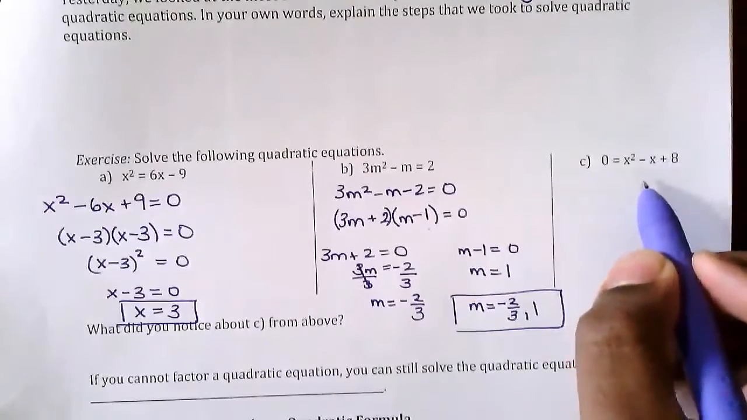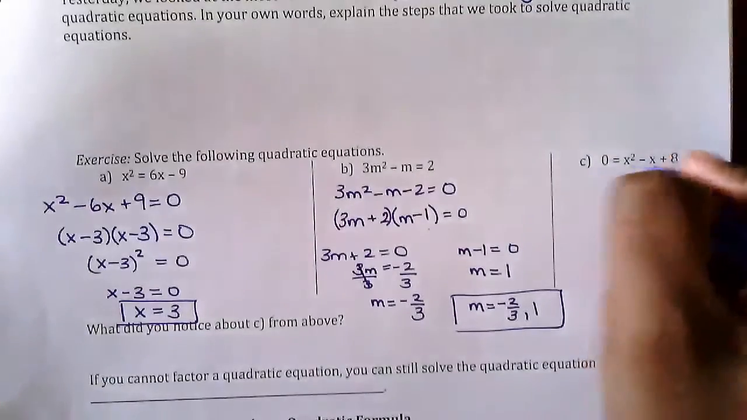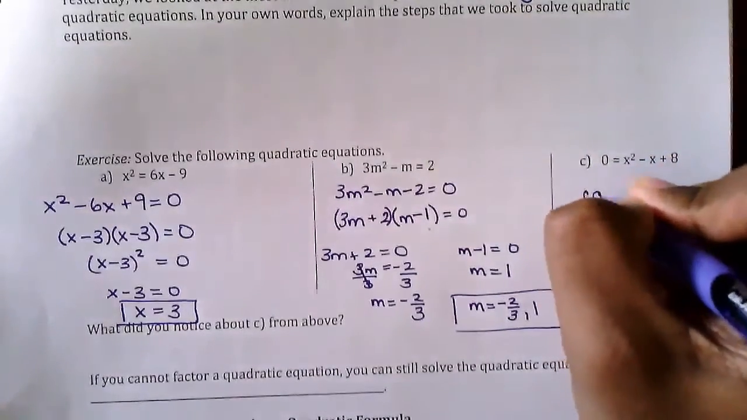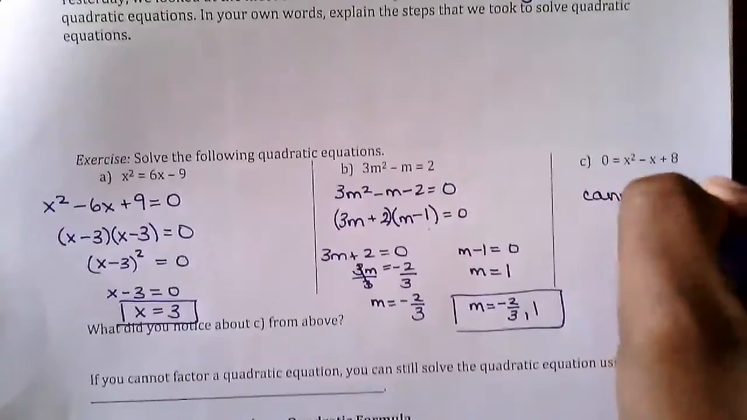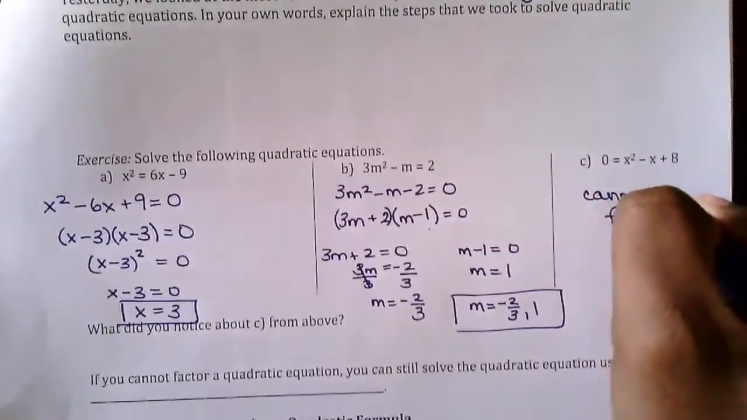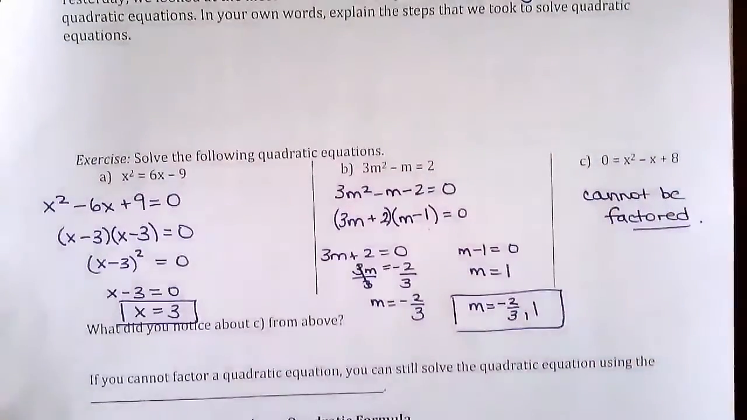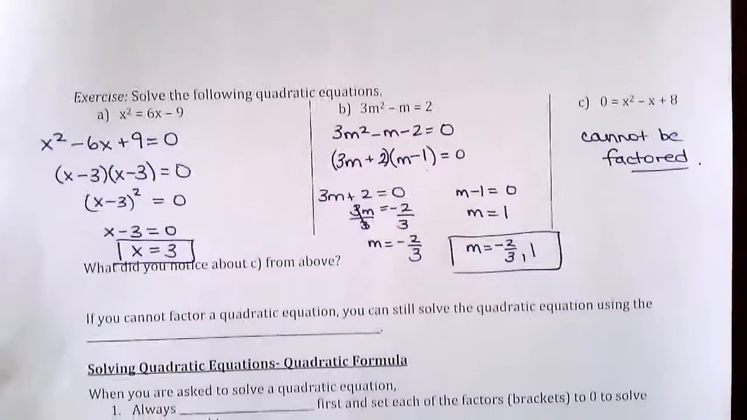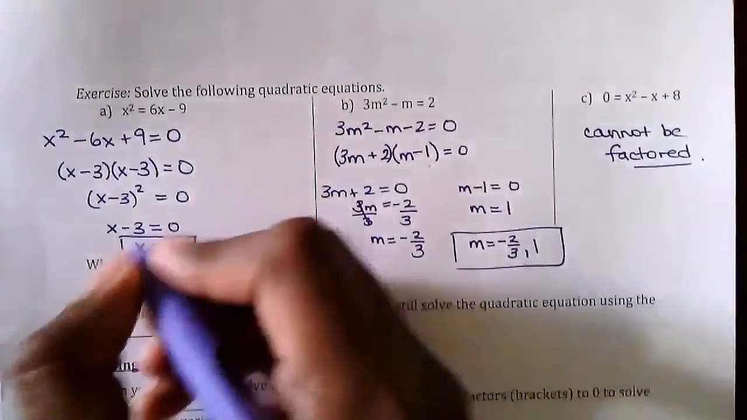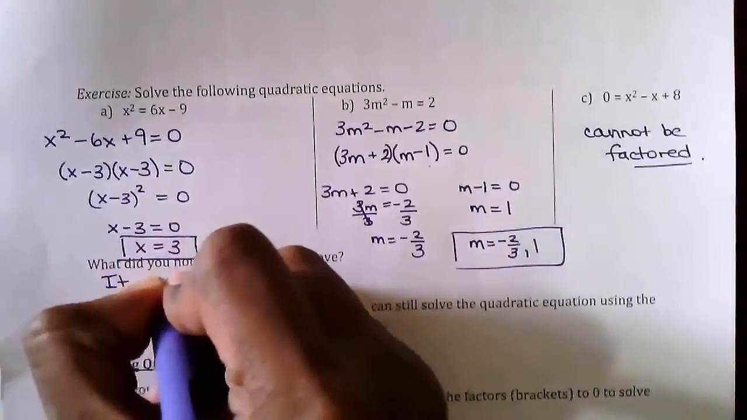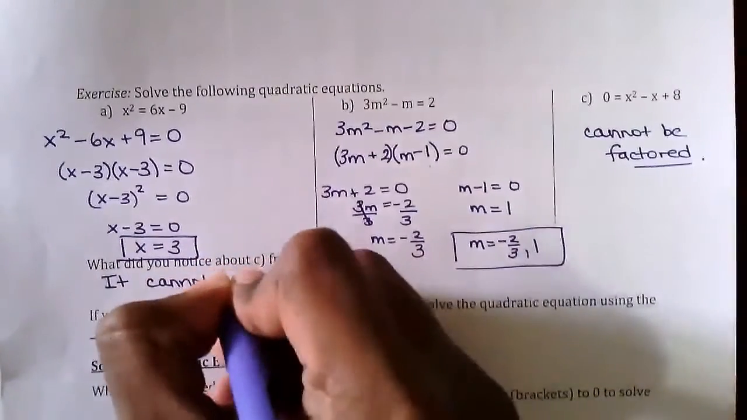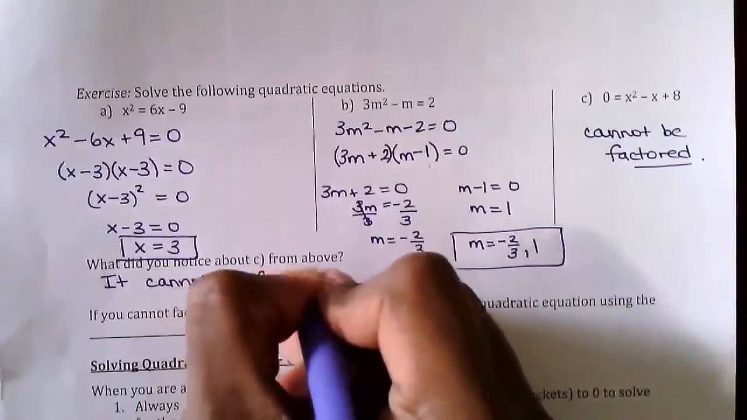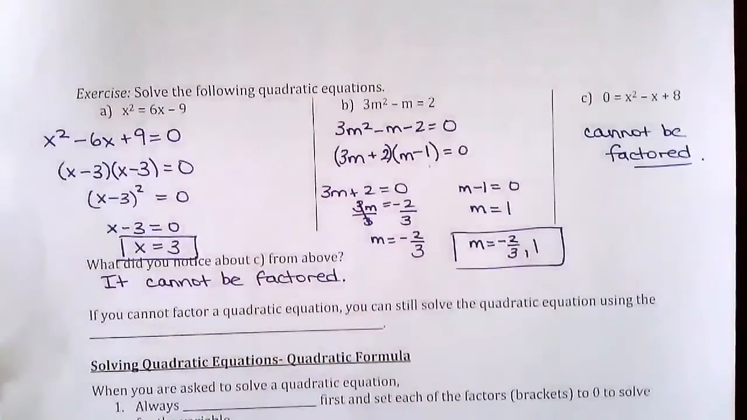Okay, so you should have tried and you should have realized that this equation cannot be factored. So not all equations, especially trinomials, can be factored. Here's a situation where it cannot. So what do you notice about C from above? Well, we notice that it cannot be factored. That doesn't mean that you cannot solve the quadratic equation.